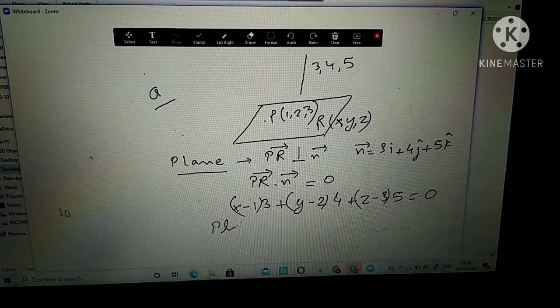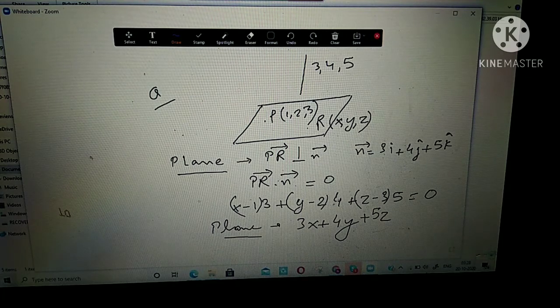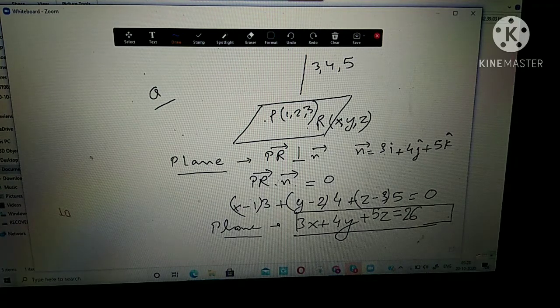So the equation of the plane will become 3x plus 4y plus 5z minus 3 minus 8 minus 15. Minus 3 minus 8 is minus 11, and minus 11 minus 15 is minus 26. That minus 26 will go to the right hand side and become plus 26. So we get the equation of the plane as 3x plus 4y plus 5z is equal to 26. This is the required answer.